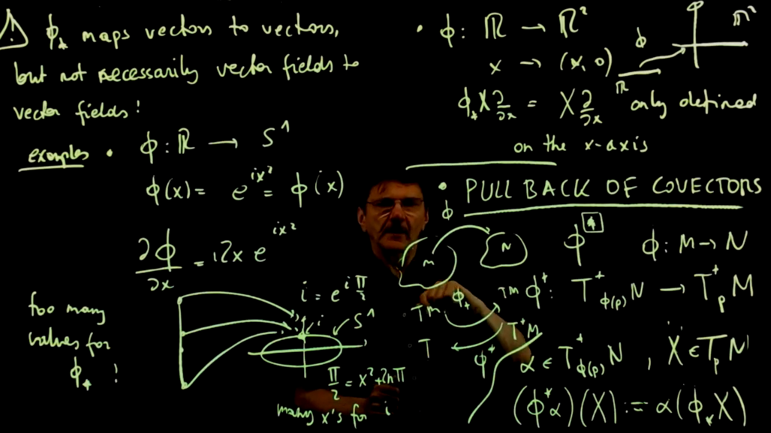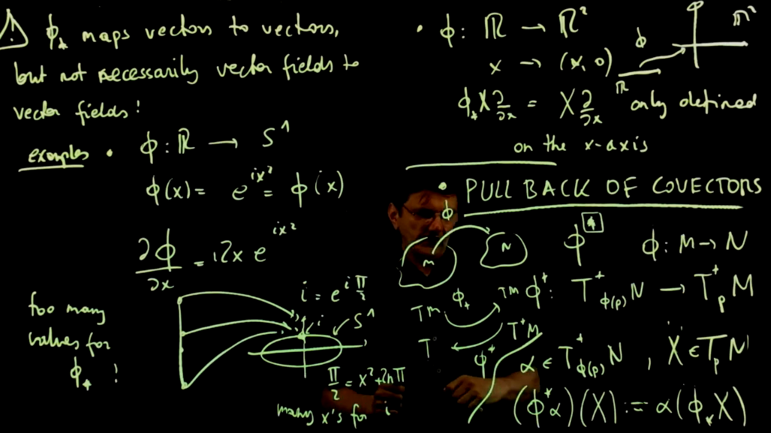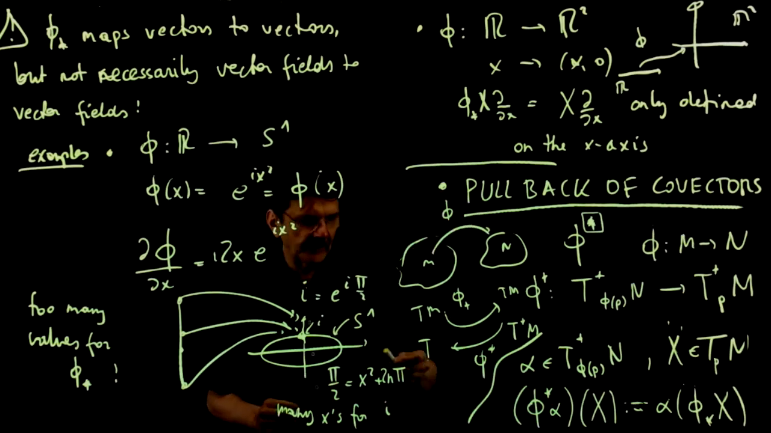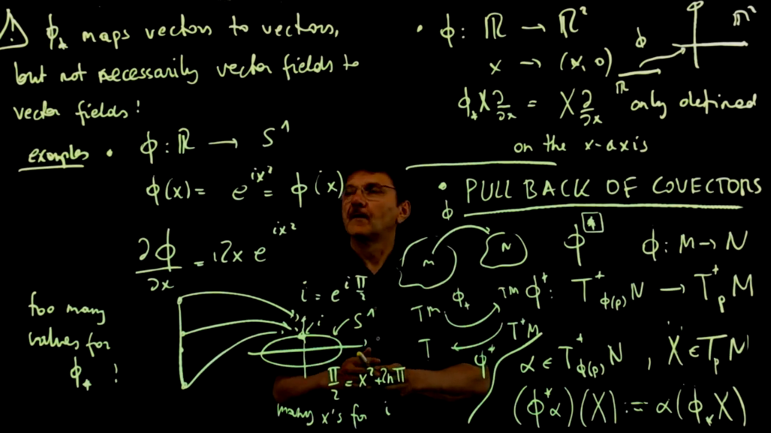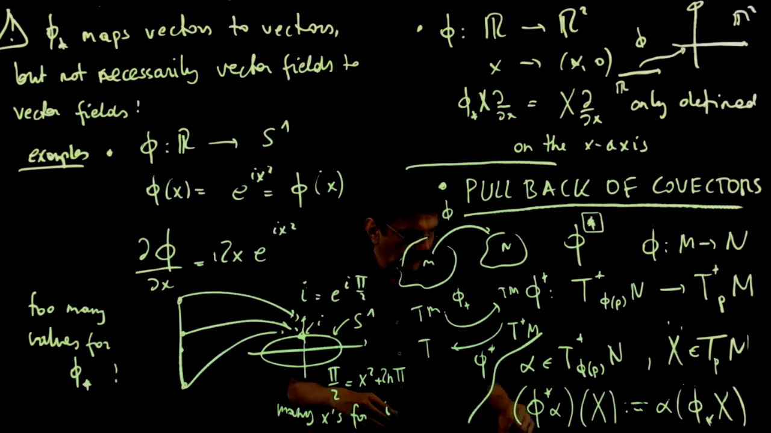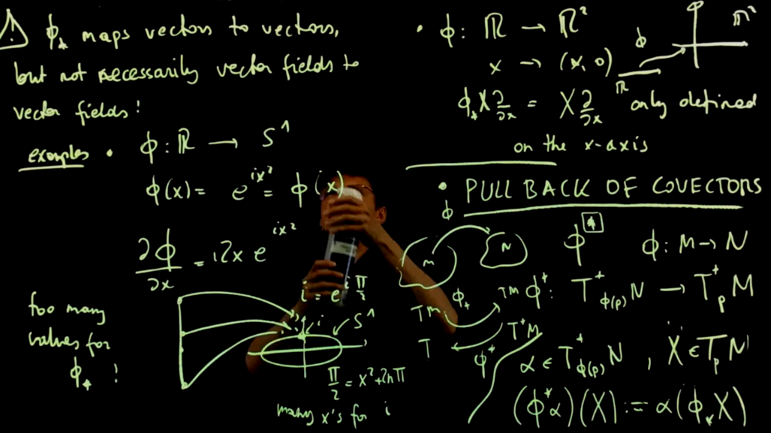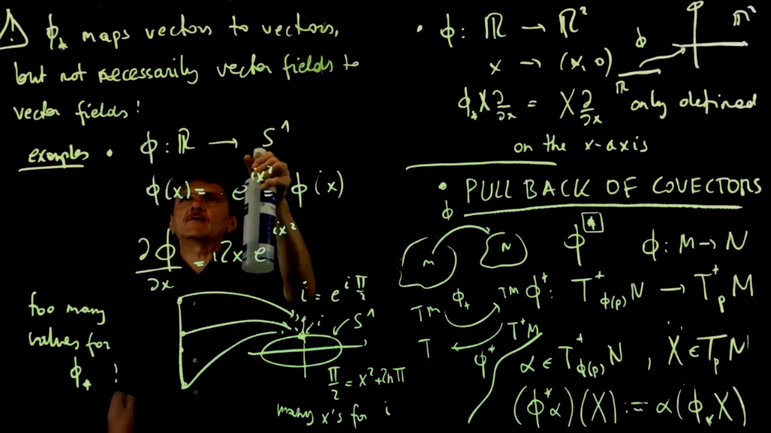It is true if phi is a diffeomorphism, right? Because then you don't have this problem, you have only one image and it's always surjective. So for diffeomorphisms, you're good both for vectors and covector fields.